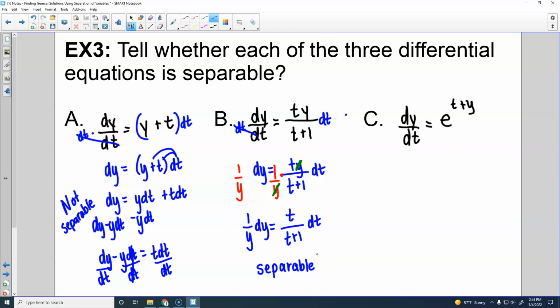A is not separable. Is C separable? It probably is. I'm gonna say yes. It's probably like you can take it all apart. Let's see. I'm gonna say no. T's and Y's. So like on this one, we were able to separate it because everything over here had a Y and everything over here had a T.